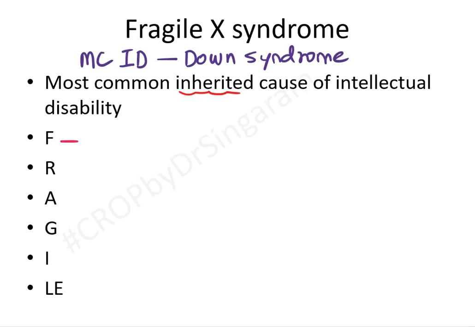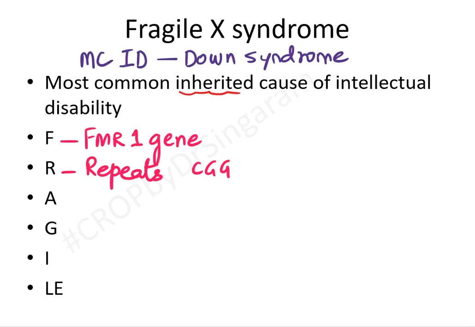F stands for FMR1 gene, which is the gene which is abnormal in case of Fragile X syndrome. Obviously, the gene is on the X chromosome. That is why it's called Fragile X syndrome. R is for the repeats. What is the repeats you get? It's a very important question. It is CGG repeats that you get in case of Fragile X syndrome. Okay, A stands for ADHD, which is an association with this condition. What is ADHD? It is attention deficit hyperactivity disorder.